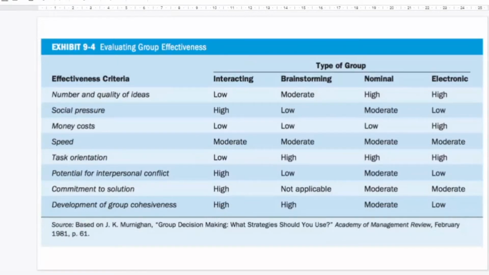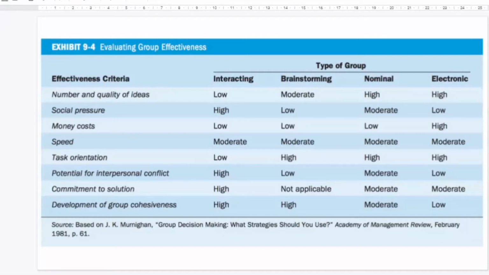So, for example, the number and quality of ideas is rather low when we got an interacting group, more moderate with a brainstorming group, but very high with a regular nominal group. And they're high with an electronic group. If you think about a nominal group and an electronic group, they're both about the same. It's just one's in person, the other one is not in person. Social pressure, again, whenever you have groups that are face-to-face, you tend to have higher social pressure. So interacting groups and nominal groups tend to be a higher end for social pressure.